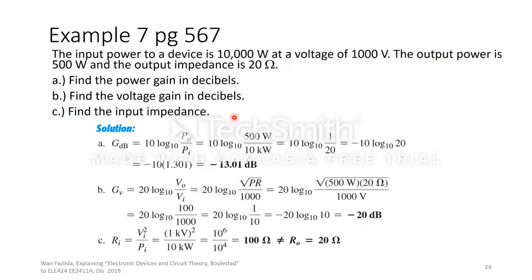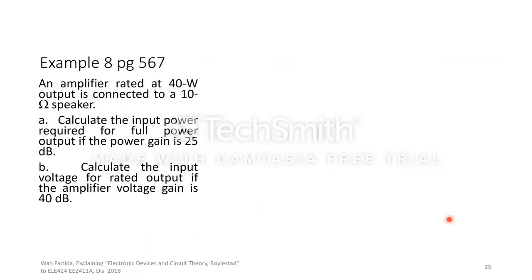And the input impedance, Rin, is equal to Vin squared over Pin. So Vin is 1000 volts and Pin is 10,000 watts, giving you an input impedance of 100 ohms. If you're trying to understand what this example is all about, it's just showing you how to use this expression relating output to input in decibels. Decibels is quite a common term, so you'll need to get used to it. Another example, an amplifier rated at 40 watt output.